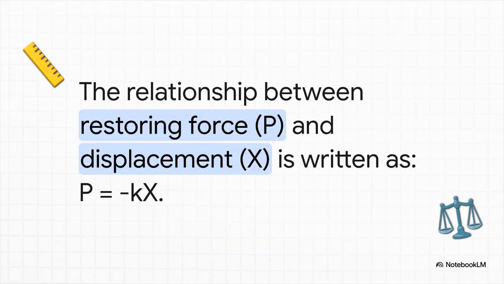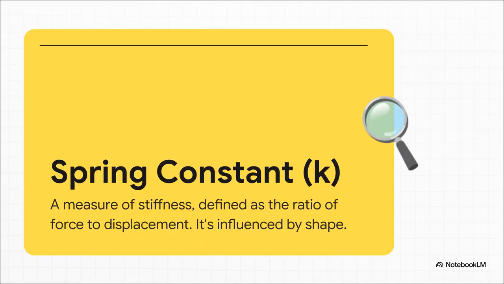In the language of math, it looks just like this. F is that restoring force, the thing pulling back. X is the displacement, how far you stretched it. That little negative sign is just there to remind us that the force is always pulling in the opposite direction of the stretch. But that letter K? That's where things get really interesting. This K is what we call the spring constant. It's just a number that tells you how stiff that specific object is.